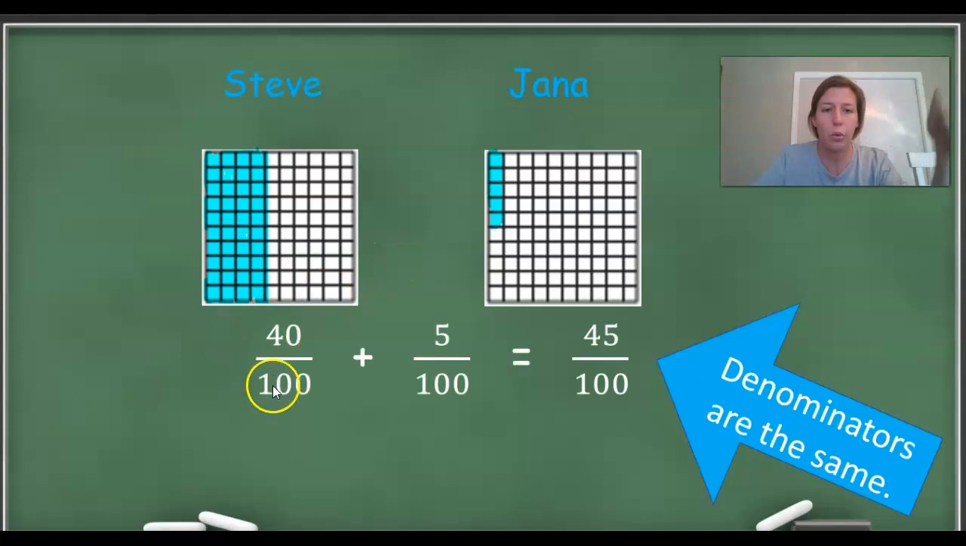Steve has 40 hundredths. Jana has 5 hundredths. Since our denominator is the same, we can just add our numerators. What's 40 plus 5? 45. So the total combined, how much they've raised for the animal shelter, is 45 hundredths. Steve definitely raised a lot more than Jana, you can tell that.